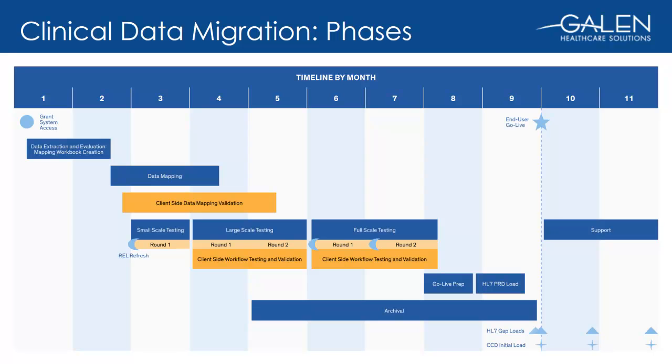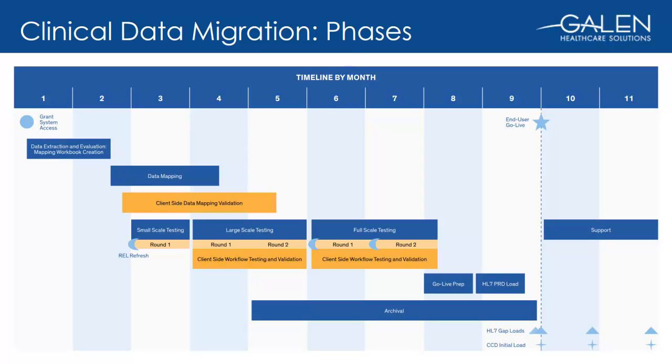Also, you can see here we have a timeline for a migration that goes roughly for a year. You can see there is a 10-month period up to go live with an additional 2 months of support. Some phases are rather short, such as data extraction and evaluation, as well as data mapping, while the testing and validation of the data is the longest phase. This is to help ensure we have a successful outcome.